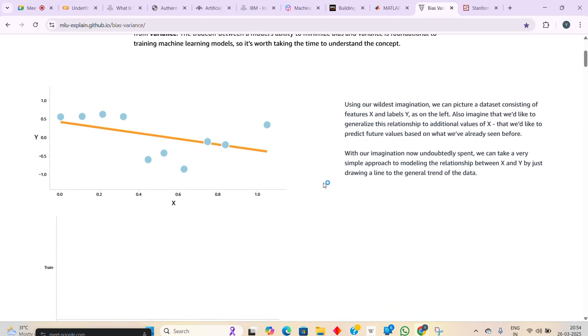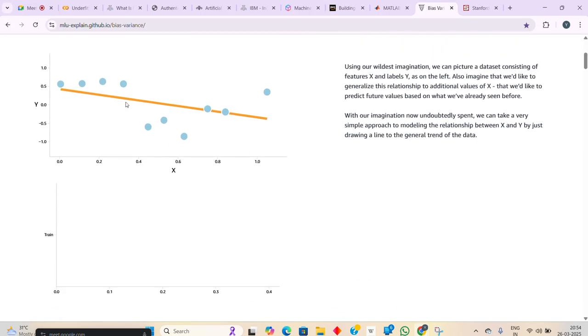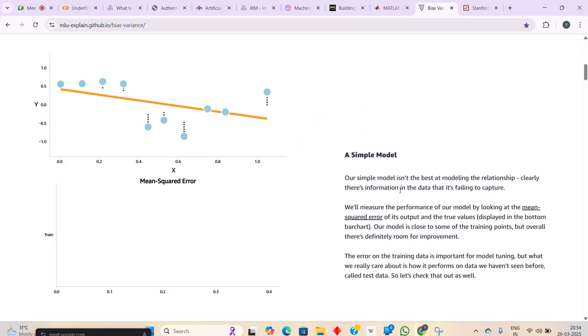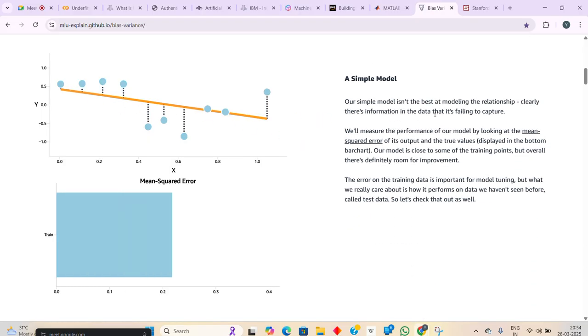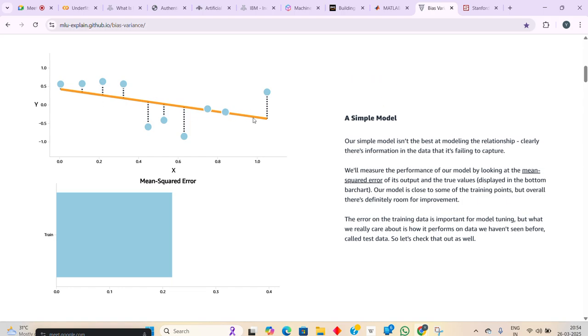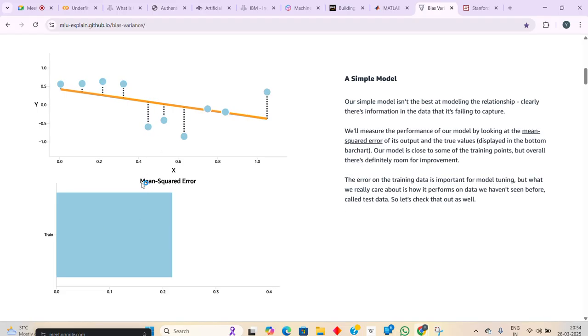So going down, these are the data points. Let us consider these are the data points and this is the best fit line. So a simple model. If we take a simple model, this is the best fit line. These dotted lines are the errors. I already mentioned the error: it is the difference between the original one and the predicted one. And this is the mean square error. This error has to be minimum for the best fit line.